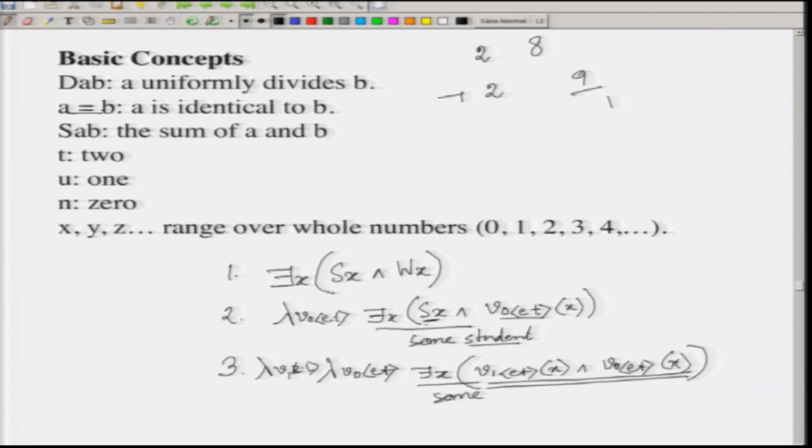The sum of A and B is S A B, and we have a few constants. We have 2 which is T, we have 1 which is U, and we have 0 which is null N, and we have variables like x, y, z. These are all E type variables, that is individual variables. They range over whole numbers. Whole numbers means 1, 2, 3, 4, 5, 6, 7, 8, 9, 10 through n. These are all whole numbers.